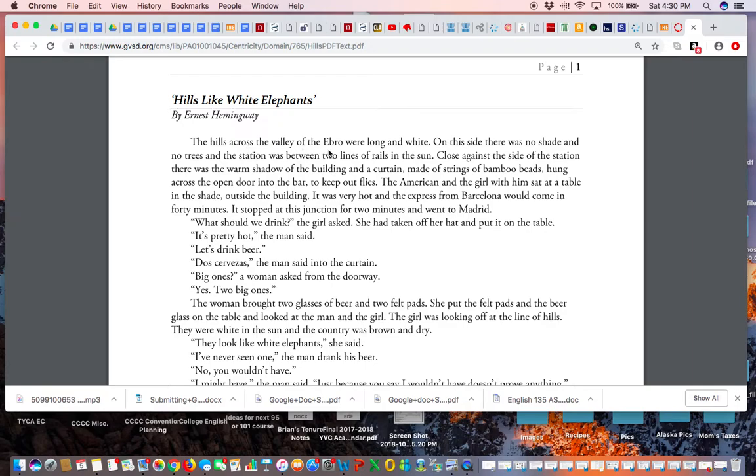The hills across the valley of the Ebro were long and white. On this side there was no shade and no trees, and the station was between the two lines of rails in the sun. Close against the side of the station there was a warm shadow in the building and a curtain made of strings of bamboo beads, hung across the open door into the bar to keep out the flies. The American and the girl with him sat at the table in the shade, outside of the building. It was very hot, and the express from Barcelona would come in 40 minutes. It stopped at this junction for 2 minutes and went to Madrid.